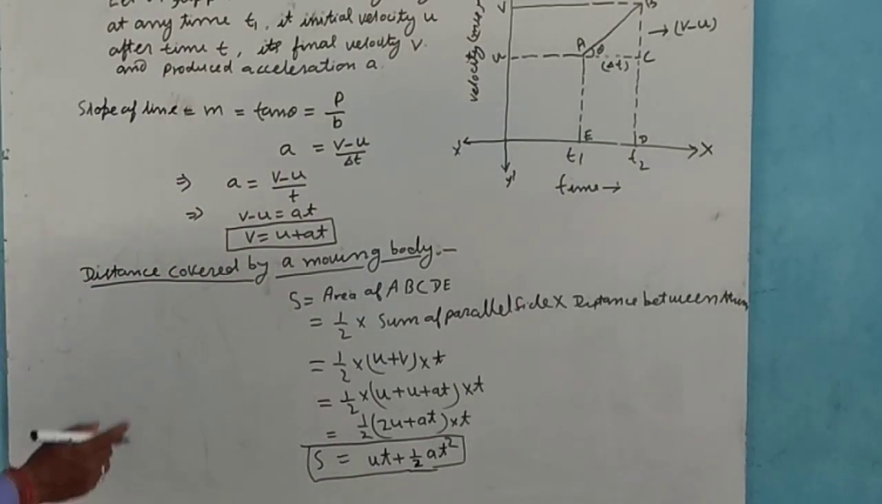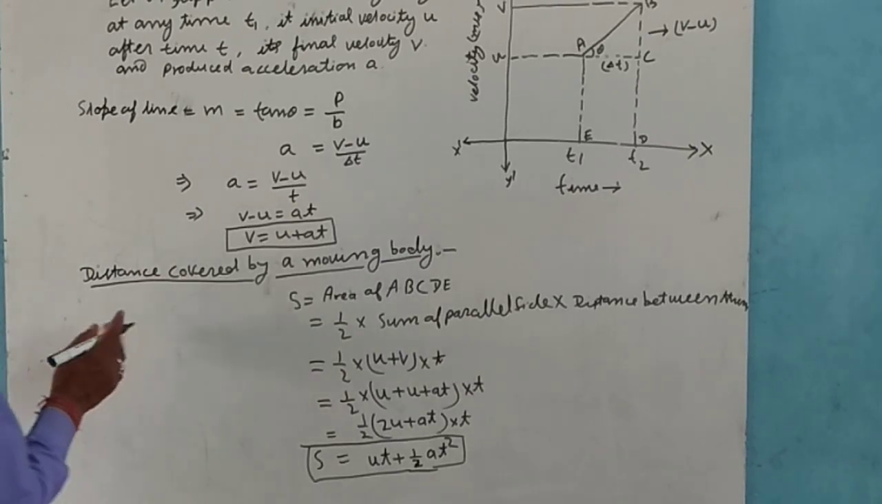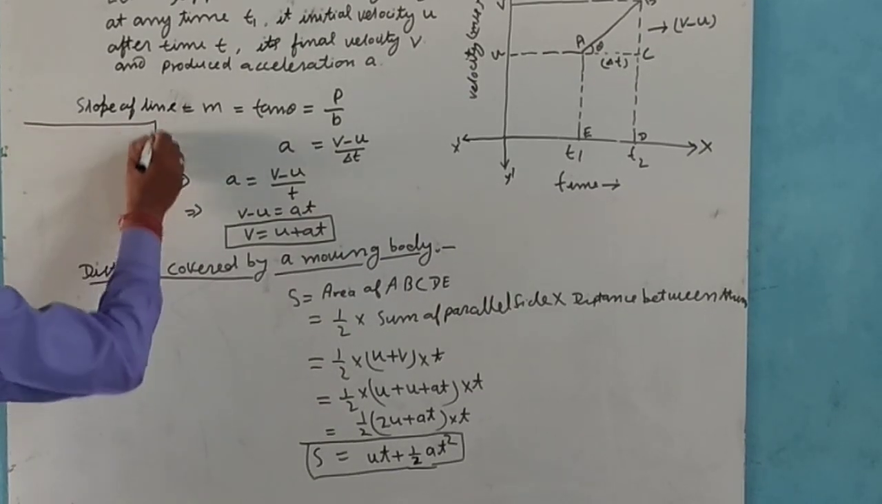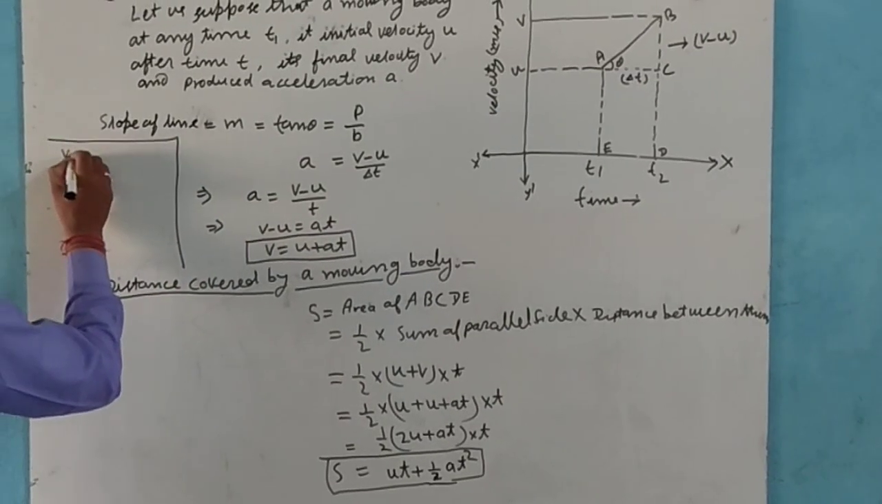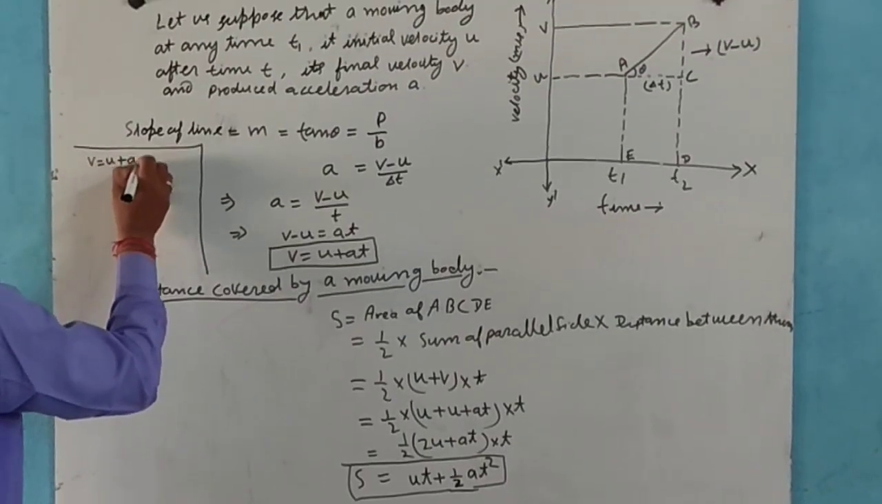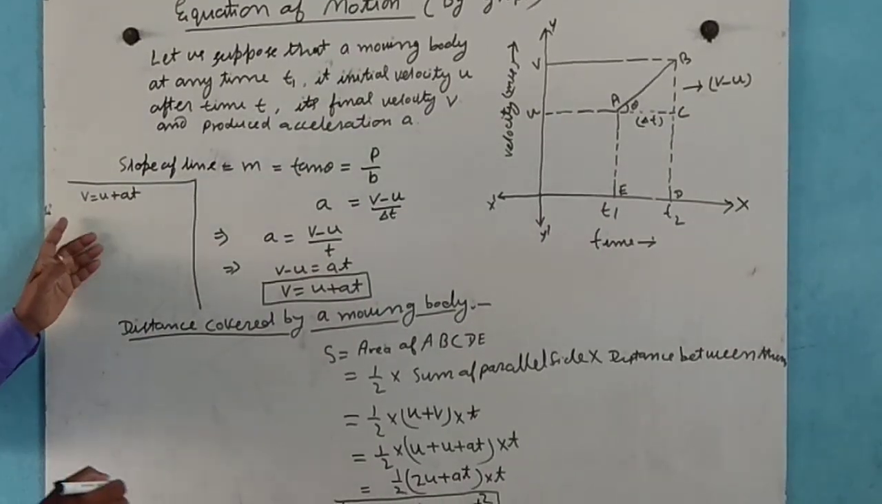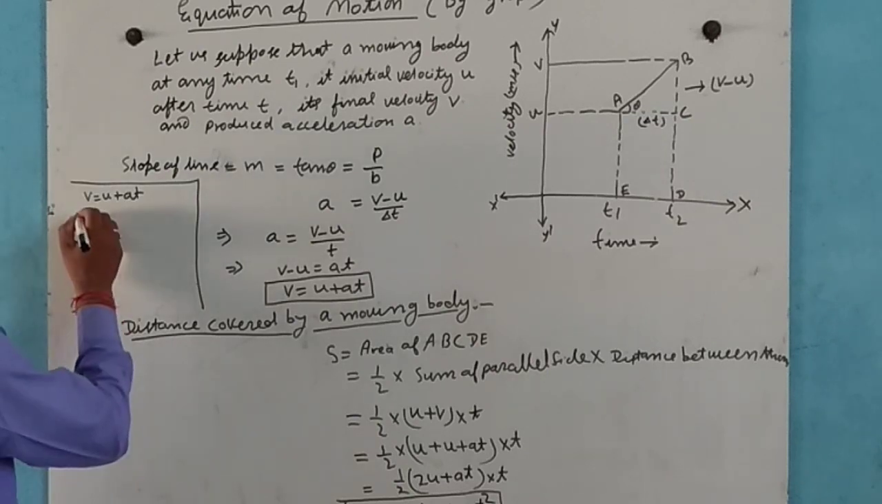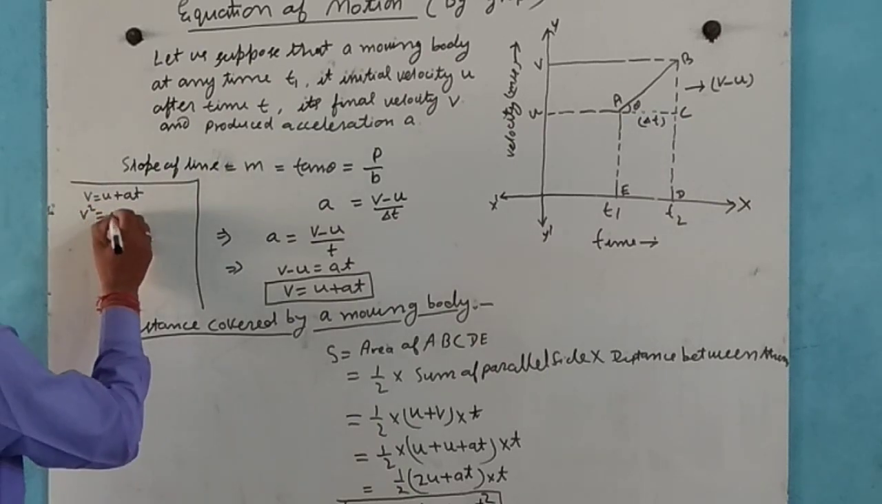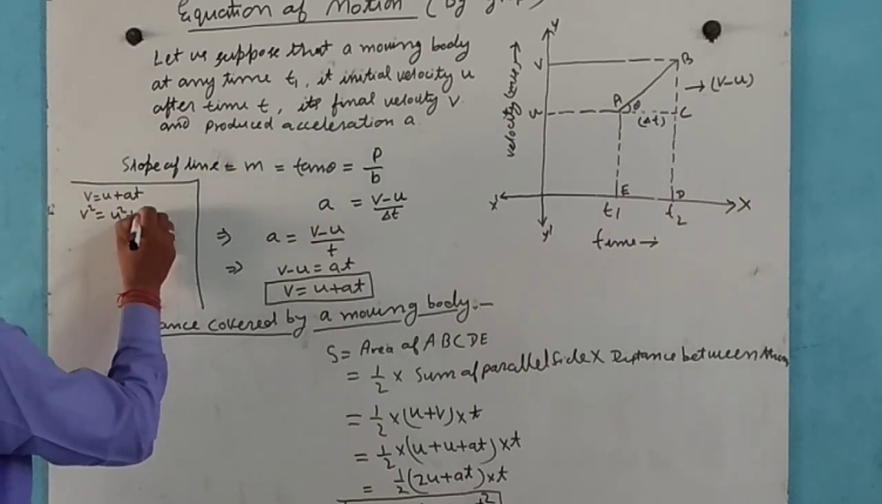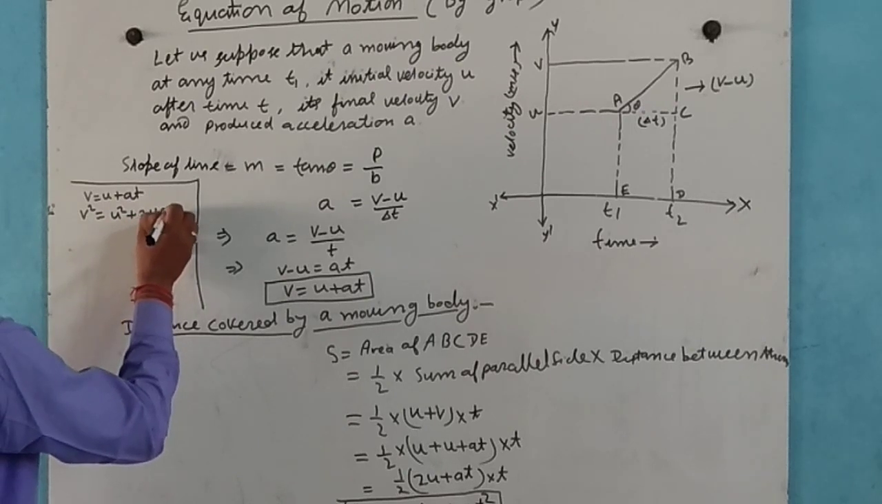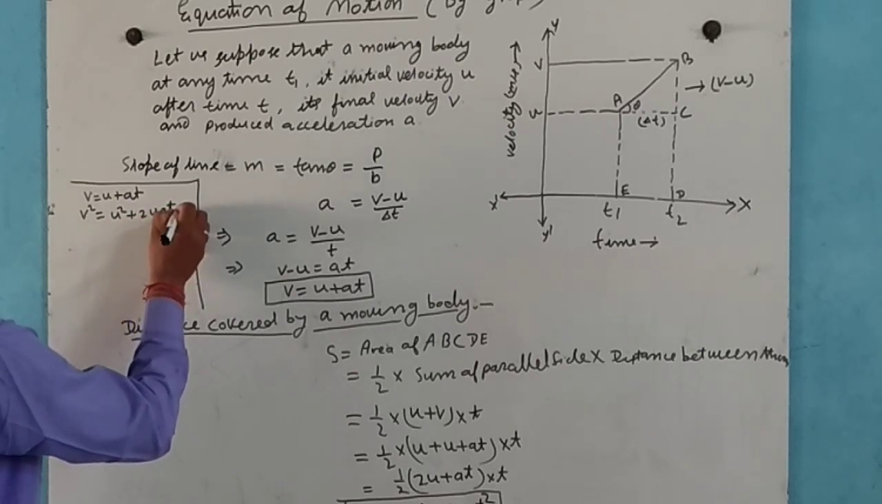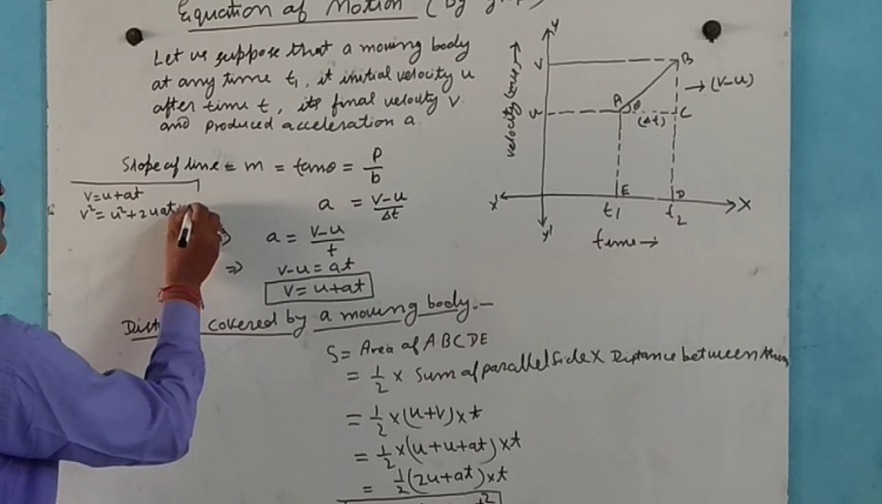Now for the third equation, as we know that v equal to u plus at. This is the first equation. Squaring both sides, v square is equal to u square plus 2uat plus a square t square.